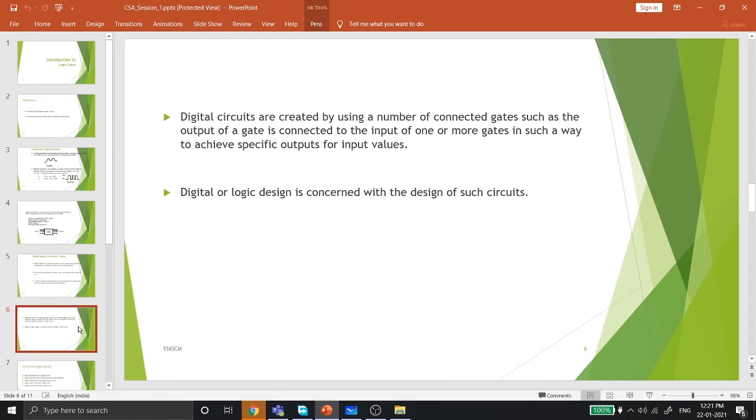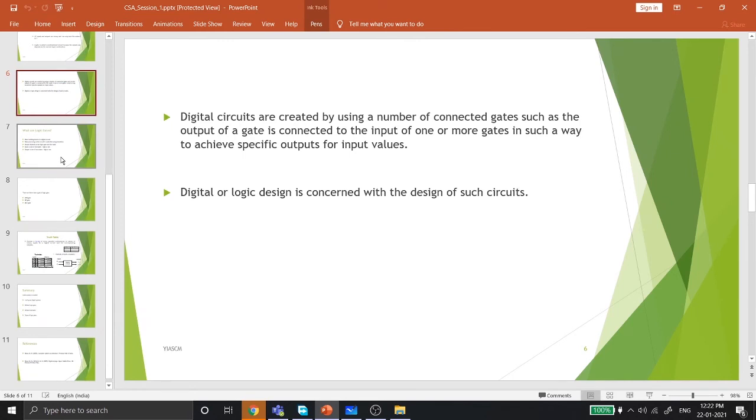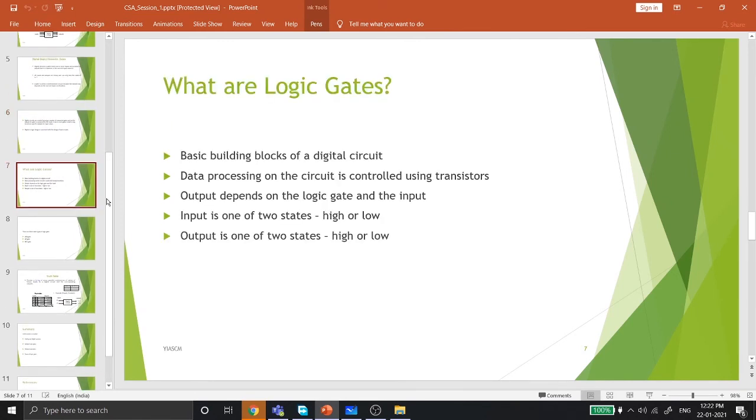So digital or logic design is concerned with the design of such circuits. That's self-explanatory, I don't have to explain that. This is about 10 slides long, and I'll end it very soon.